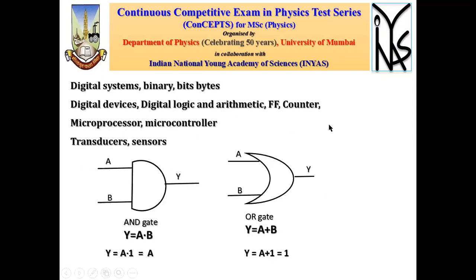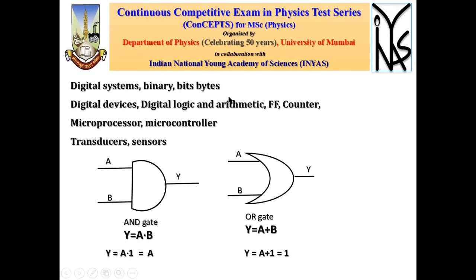Now in the case of digital systems, we have to know binary and bits and the difference between bits and bytes. So in binary we have a 0-1 system, but at the same time how the arithmetic and logic operations are done and what is the relation between them.